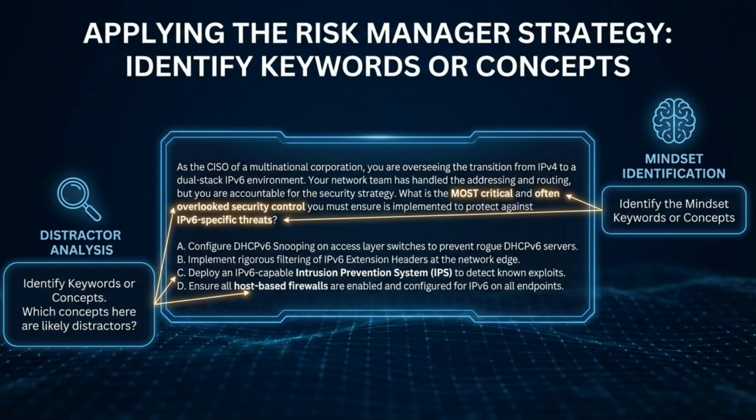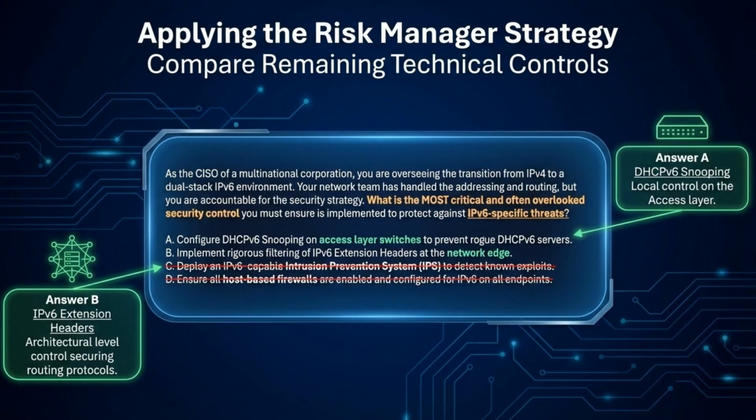An IPS is a generic security tool. While it needs to be IPv6 capable, the act of deploying an IPS is a standard operational task, not a specific strategy for the unique architectural nuances of IPv6. In addition, host-based firewalls are a standard best practice for any protocol. While important, they aren't IPv6 specific either. You wouldn't consider deploying an IPS or host-based firewall just because you have decided to migrate to IPv6. We've now removed the distractors and, in effect, doubled your success rate from 25% to 50%.